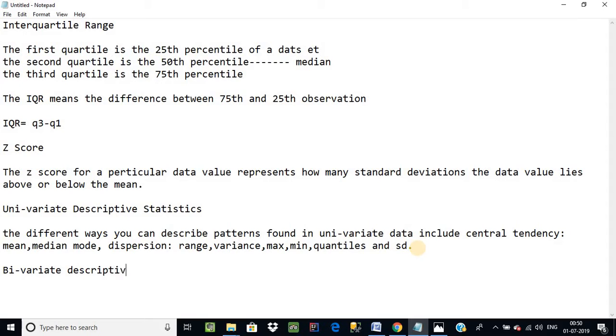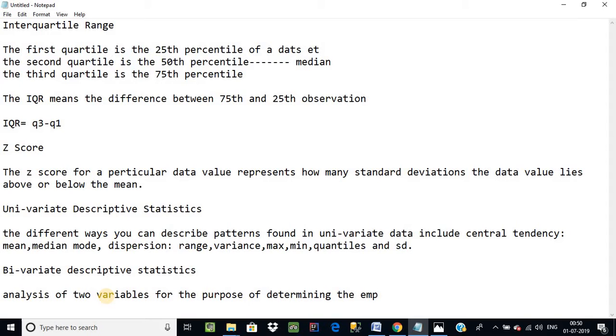Bivariate descriptive statistics. Bivariate analysis involves the analysis of two variables. That is very important. This is analysis of one variable, and this is analysis of two variables, for the purpose of determining the empirical relationship between them. The various plots that we can use for bivariate descriptive statistics are the scatter plot, the box plot, the violin plot, etc. So we'll discuss one by one.